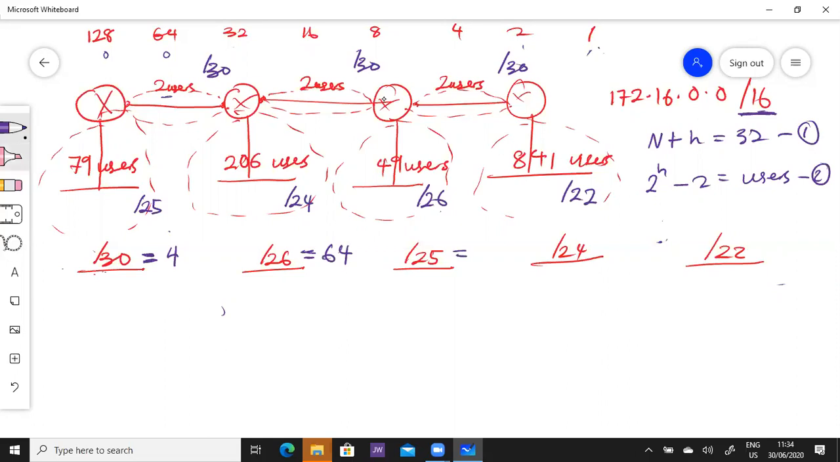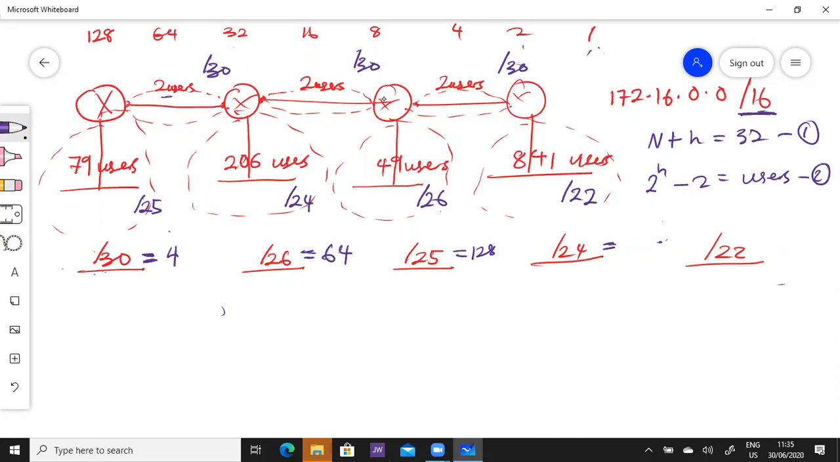What about /25? Block size for /25? 128. What about /24? 1. Beautiful. The block size.